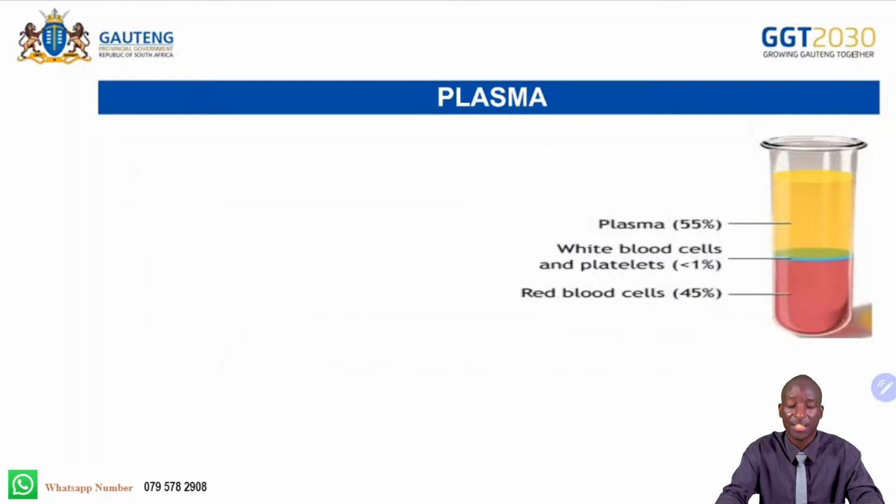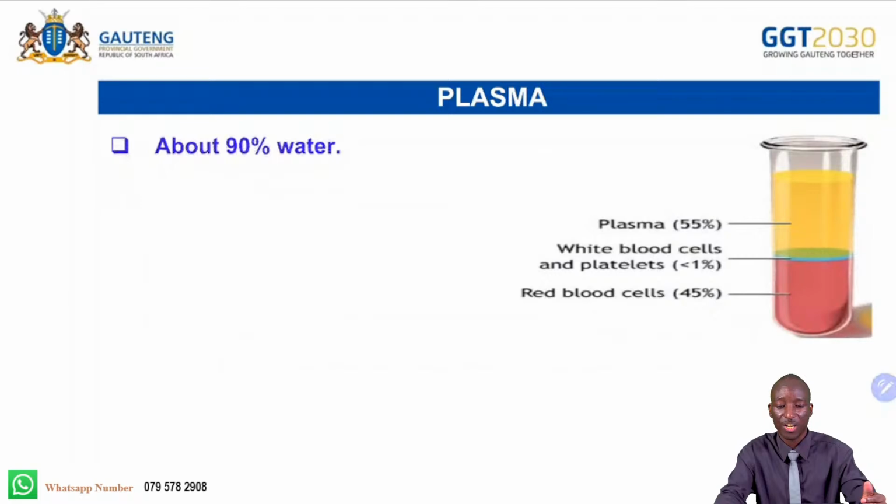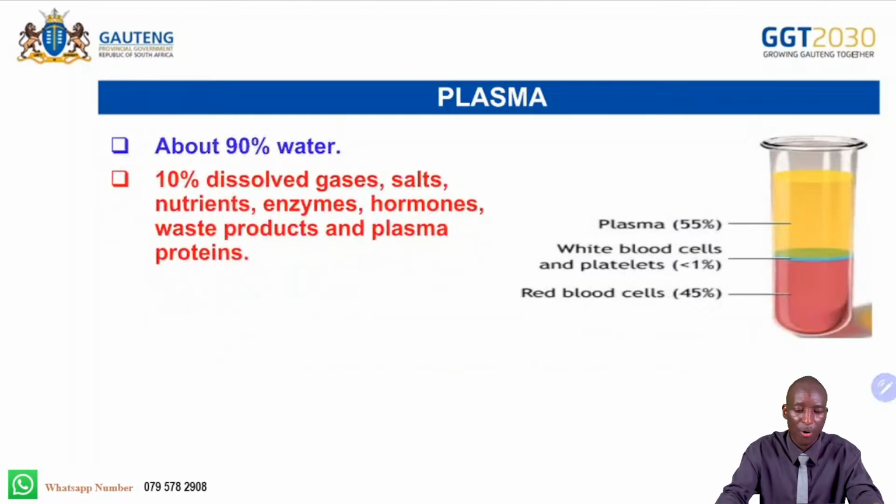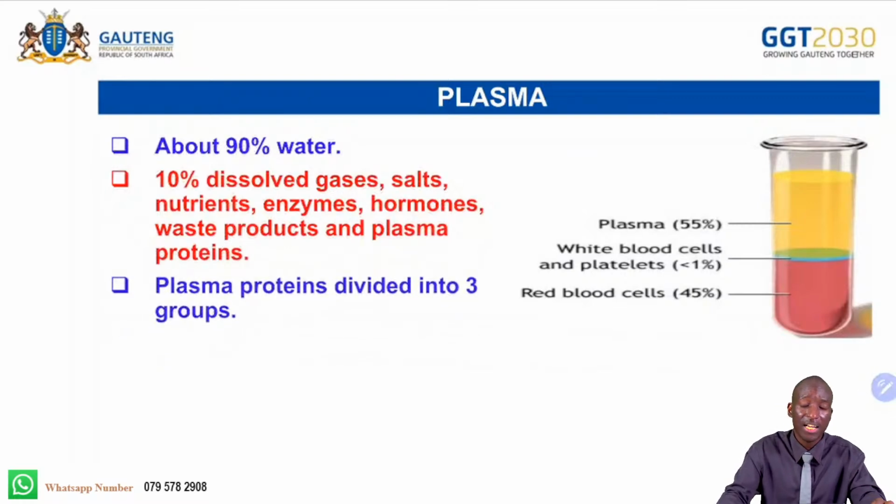All right, let's look at these components in detail. We start off by looking at the plasma, right? The plasma is about 90% water, okay? 10% is dissolved gases, salts, nutrients, enzymes, hormones, waste products, and plasma proteins. Plasma proteins divide into 3 groups.